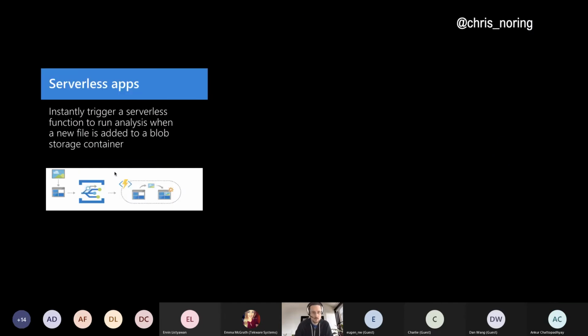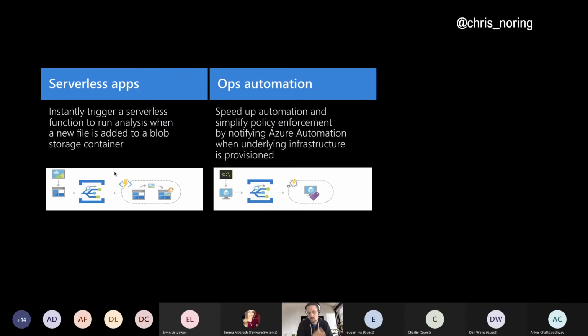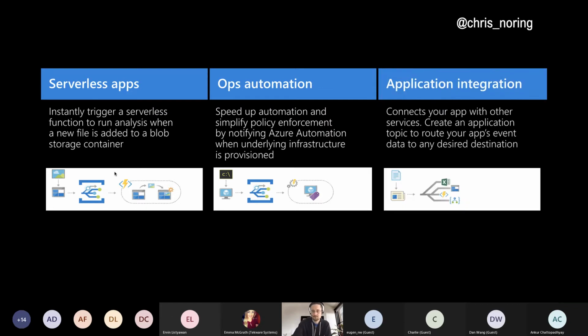So let's have a look at some more scenarios. You can, for example, have a serverless function that's being triggered to run an analysis because a file is being added. Or you can have ops automation. Imagine that someone is scaffolding up a new resource group, and you want to augment that resource group with some business specific data that only the ops team knows about. This is a great case for them to be using this.